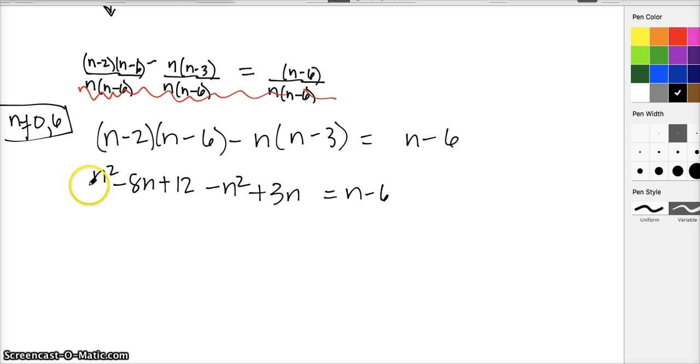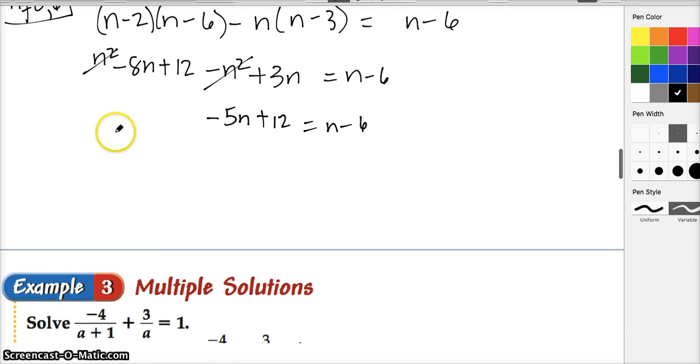So now I'm going to simplify each side of my equation. Nothing to really do on the right side, but the left side I've got some work to do. N squared minus n squared, those go away. These guys come together to give me a negative 5n, that's my n terms, plus 12 is equal to n minus 6. And here we go, a problem from like chapter 3, right?